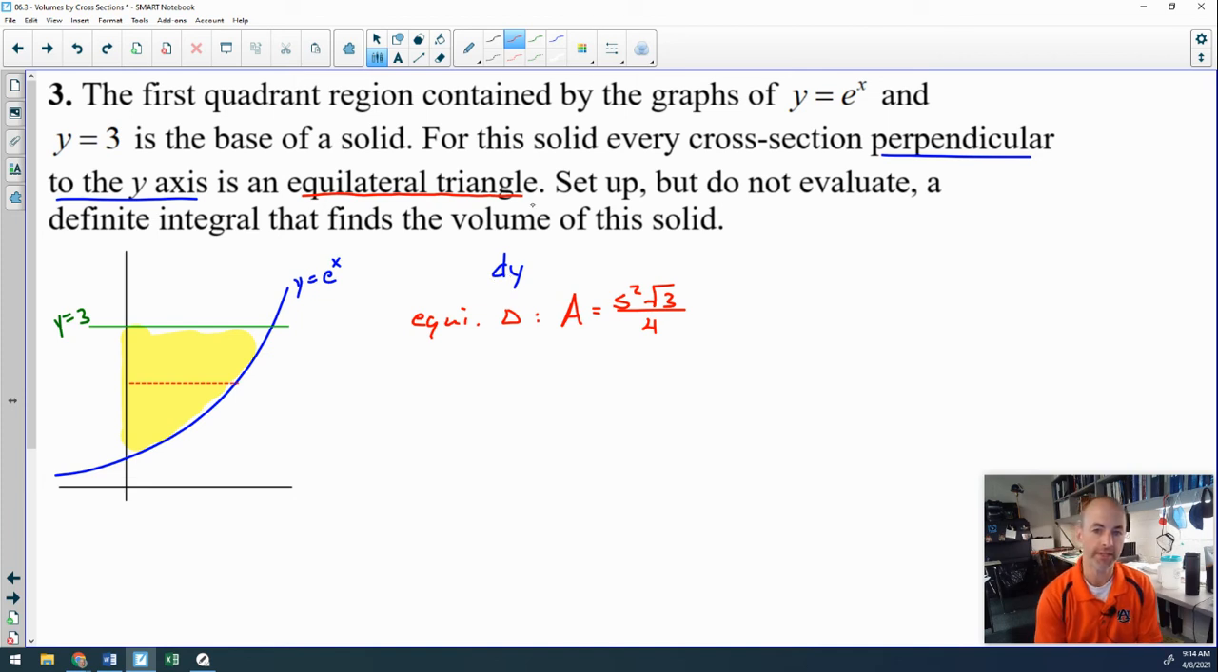I know this is a dy problem, so I can go ahead and set up my integral. It's the antiderivative. That is a horrible squiggle S. Whatever, there we go. Antiderivative of side length squared, square root of 3 over 4, and this will be done with respect to y. And now the challenge is, can you get the side length? Can you get s to be in terms of y?